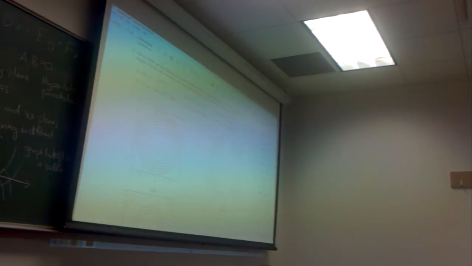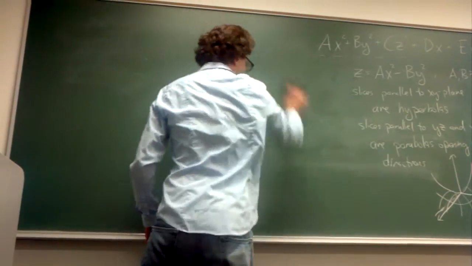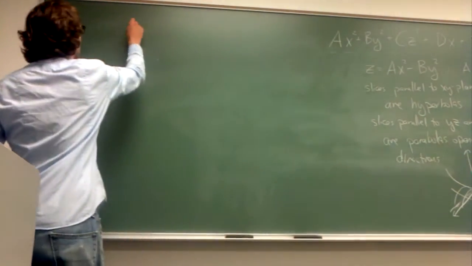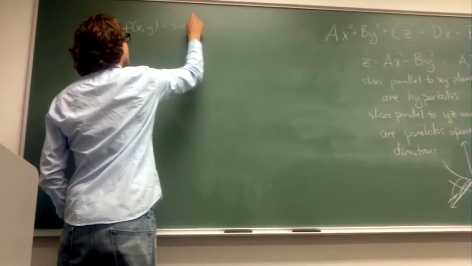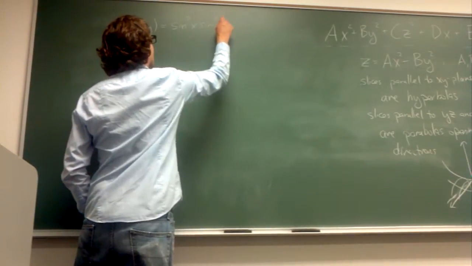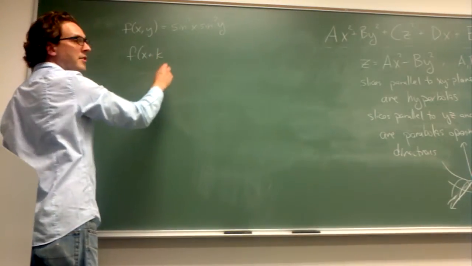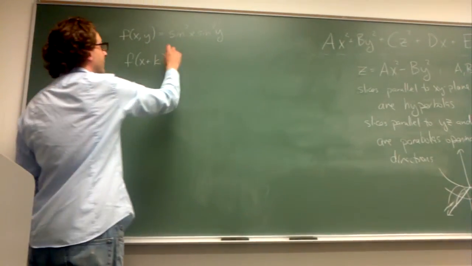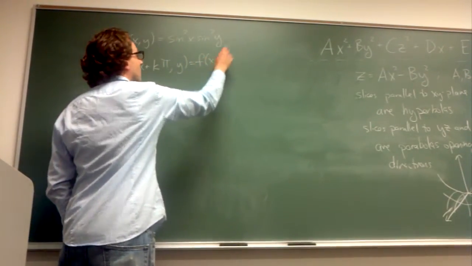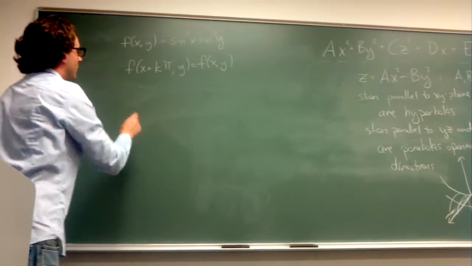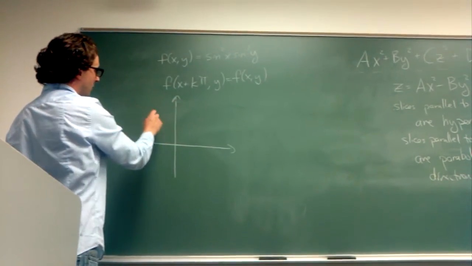I mean, so my function is called f of x and y, and it's given by this formula, sine squared of x times sine squared of y. So it has the property that f of x plus any integer times pi, comma y, is the same as f of x, y. And so, okay, so pick a point here.